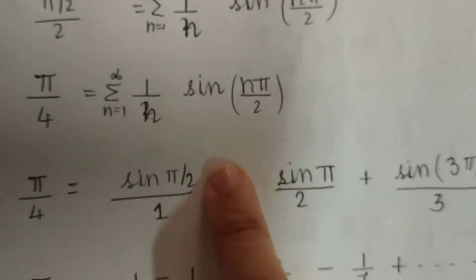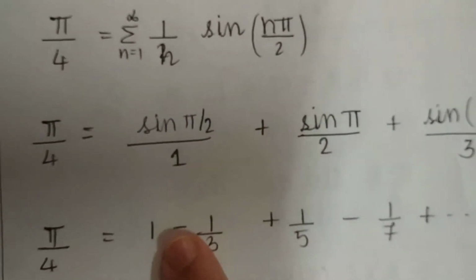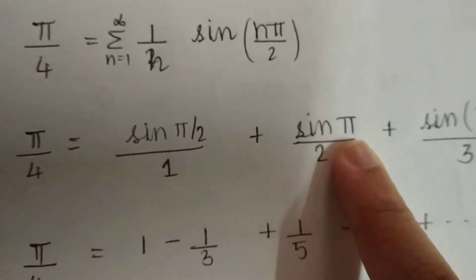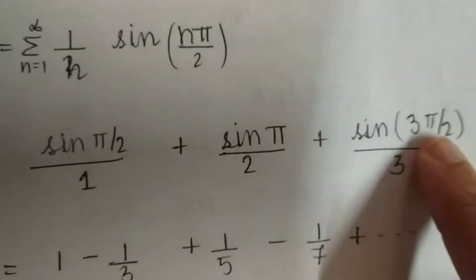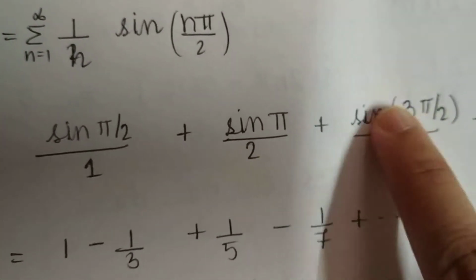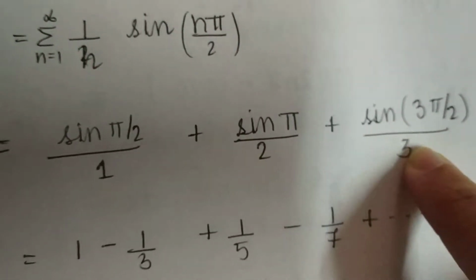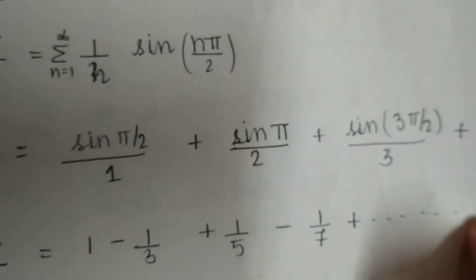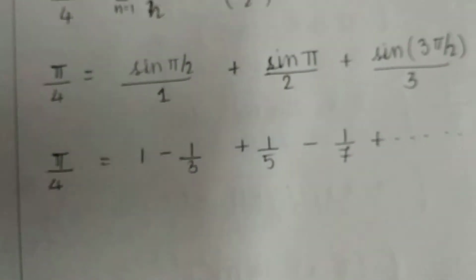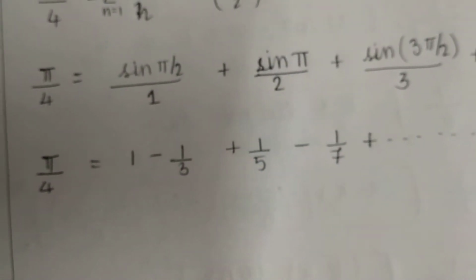Now what is sine of pi by 2? That is 1. And what is sine pi? Sine pi is 0. So this term becomes 0. What is sine 3 pi by 2? That is minus 1. So that will become minus 1 by 3 and so on. Hence you deduce the given equation.